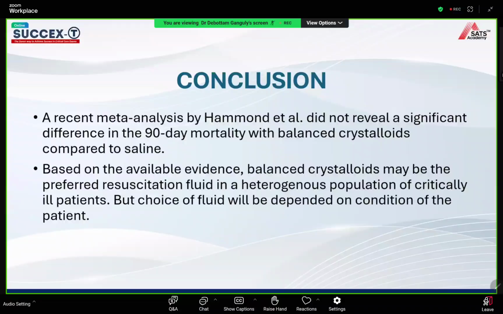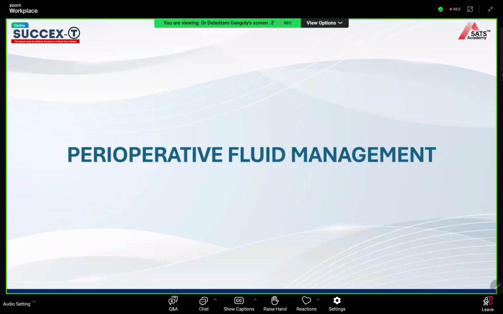So in conclusion, we can say the meta-analyses did not reveal any significant difference in 90 days mortality with balanced crystalloid compared to saline. So balanced crystalloid may be preferred for resuscitation fluid in a heterogeneous population of critically ill patients, but the choice of fluid will depend on the condition of the patient. So that is also exam related talk.